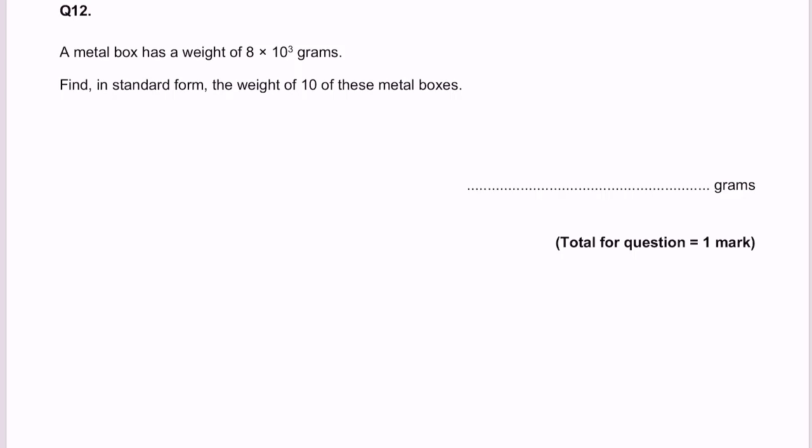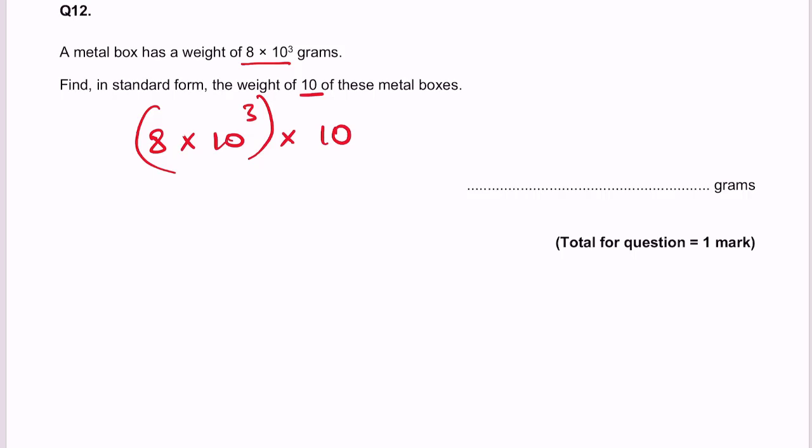Question 12, a metal box has a weight of 8 times 10 to the power of 3 grams. Find in standard form the weight of 10 of these metal boxes. So the weight of 8 times 10 to the power of 3 grams is the weight of one metal box. And we're finding the weight of 10, so multiplying the whole thing by 10.